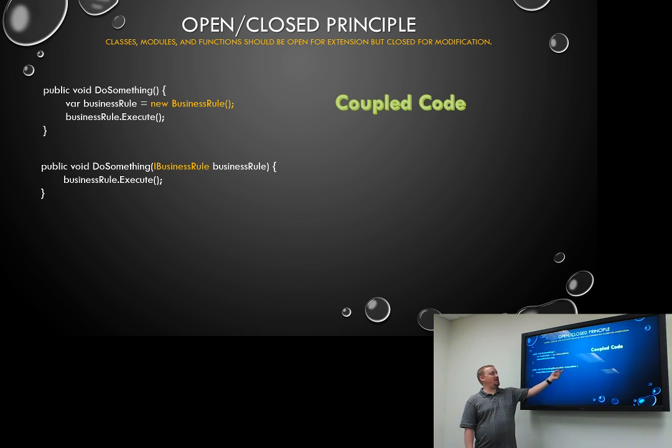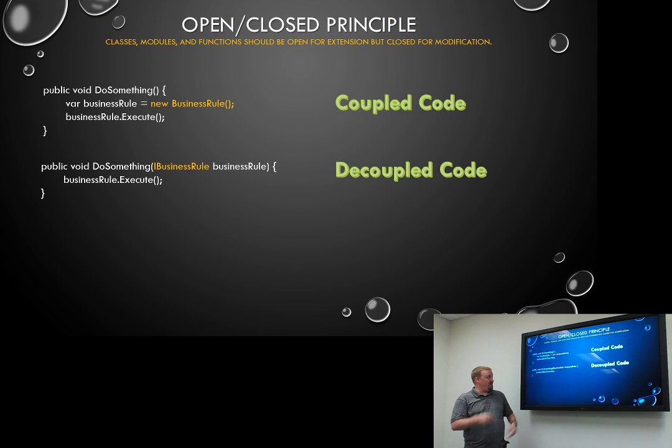Because we know that the IBusinessRule must have an execute method on it, it doesn't care which concrete class you implement and pass into it, just so long as this DoSomething method knows it can call execute. That's it. That's all that matters. Now this is what we call decoupled code. Because now the DoSomething method doesn't care what instance of business rule you run, just as long as that business rule class implements IBusinessRule. That's all that it cares about, okay?